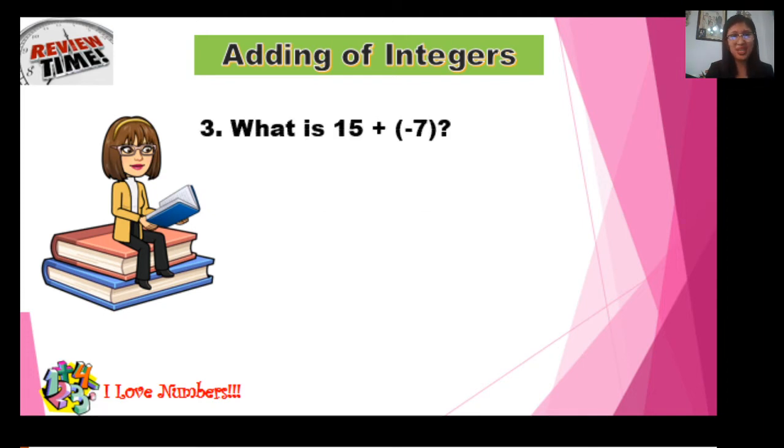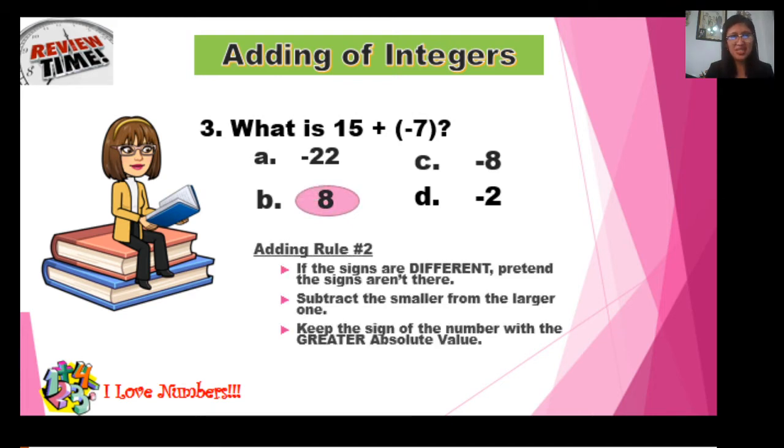Let's have number 3. What is 15 plus negative 7? Is it negative 22, 8, negative 8, or negative 2? The sum is 8. Correct. Very good. Remember this. If the signs are different, pretend the signs aren't there. Subtract the smaller from the larger one. Keep the sign of the number with a greater absolute value.